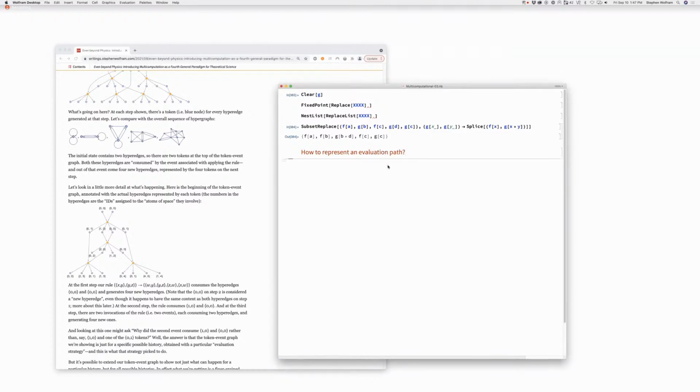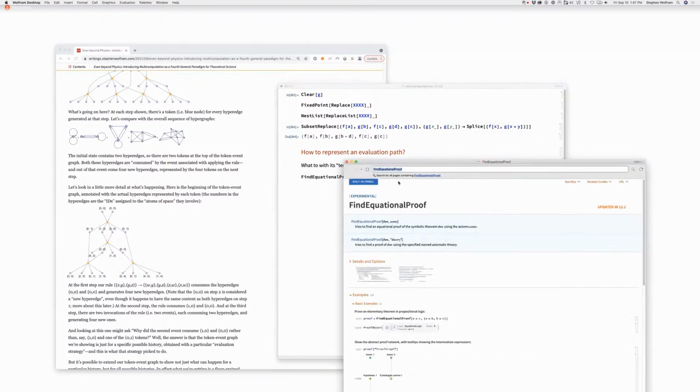and what to do with its tentacles, so to speak. And by tentacles, I mean when we're doing, for example, FindEquationalProof, which is after all doing something very similar to this. I don't know if this is all making sense.